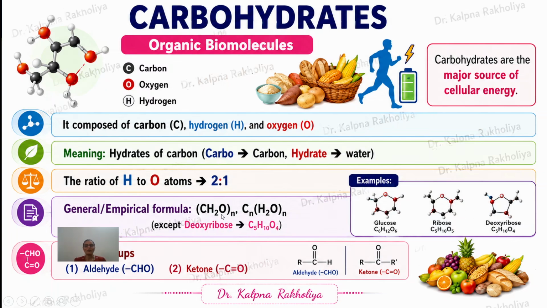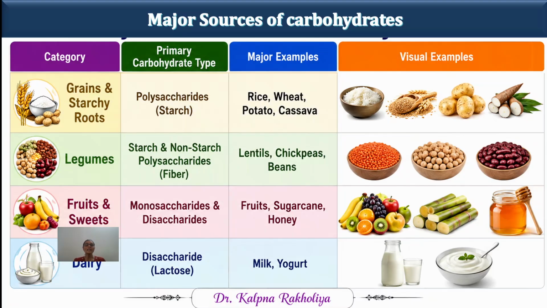Carbohydrates have two types of groups present, either aldehyde group containing carbohydrates or ketone group containing carbohydrates. And carbohydrates are the major source of cellular energy. They provide the energy to our body. These are the major sources of carbohydrate, like grains and starchy roots such as rice, wheat, potato, and cassava, which contain the polysaccharide type of carbohydrate.